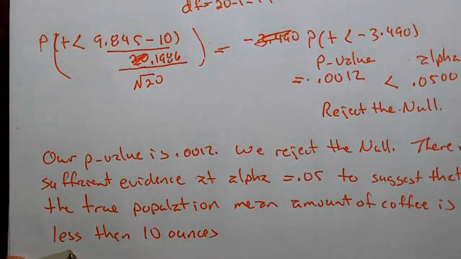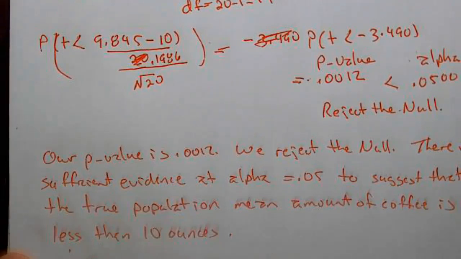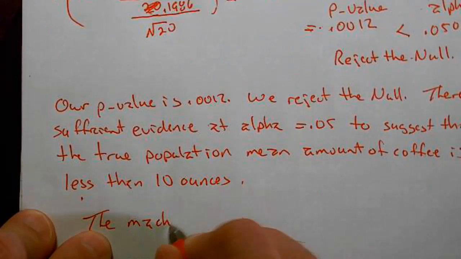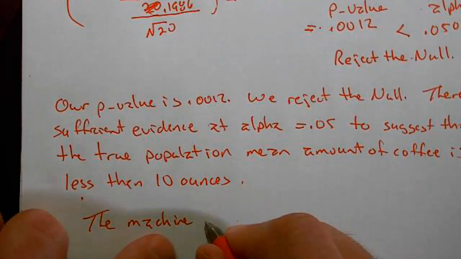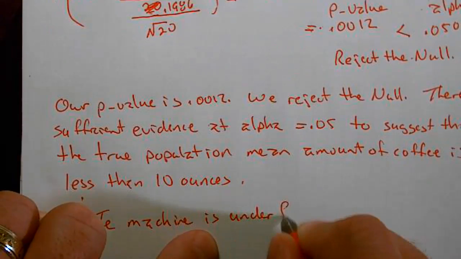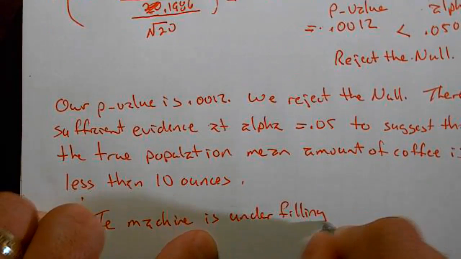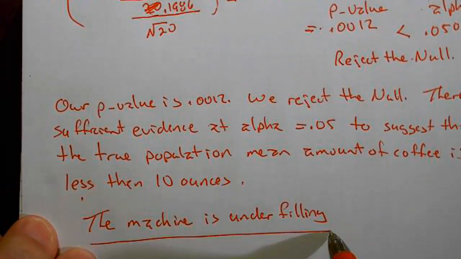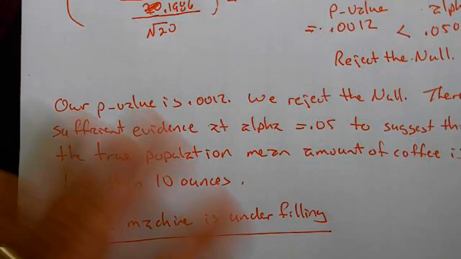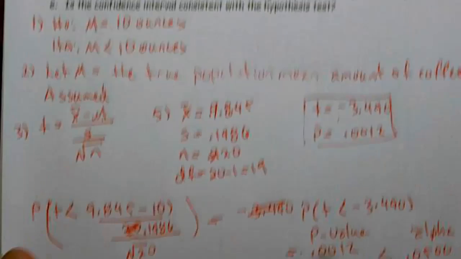Oh, we just said it is less than 10 ounces. So that means, in simplified terms, the machine is underfilling. So there's our simplified terms. The machine is underfilling. It didn't ask us that. We should get in the habit of writing down simplified terms. So the machine is underfilling. All right. So that's part A.